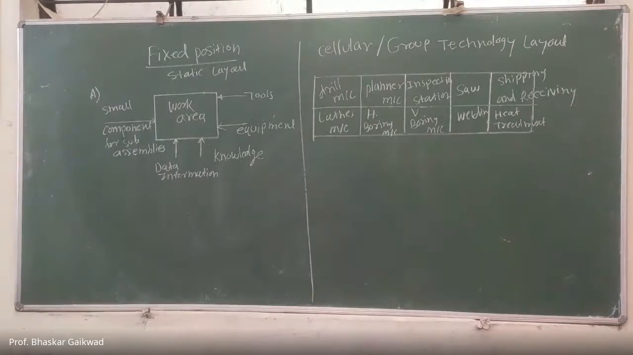Now let us go to the next layout and their difference. Last time we saw a few points of difference between product layout and process layout through the PPT. Now here, fixed position and cellular or group technology layout is there. You can observe these figures. One minute, you can observe these figures.